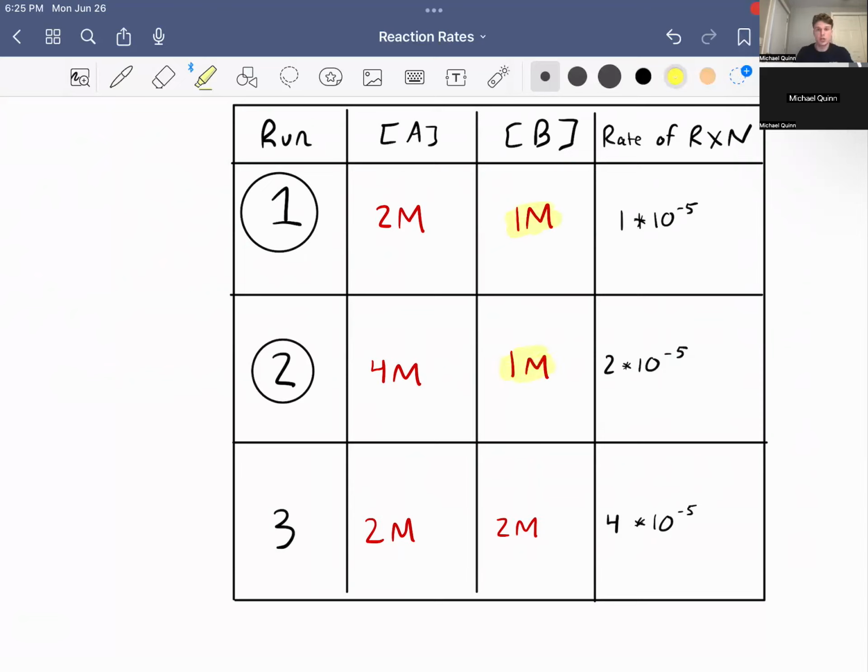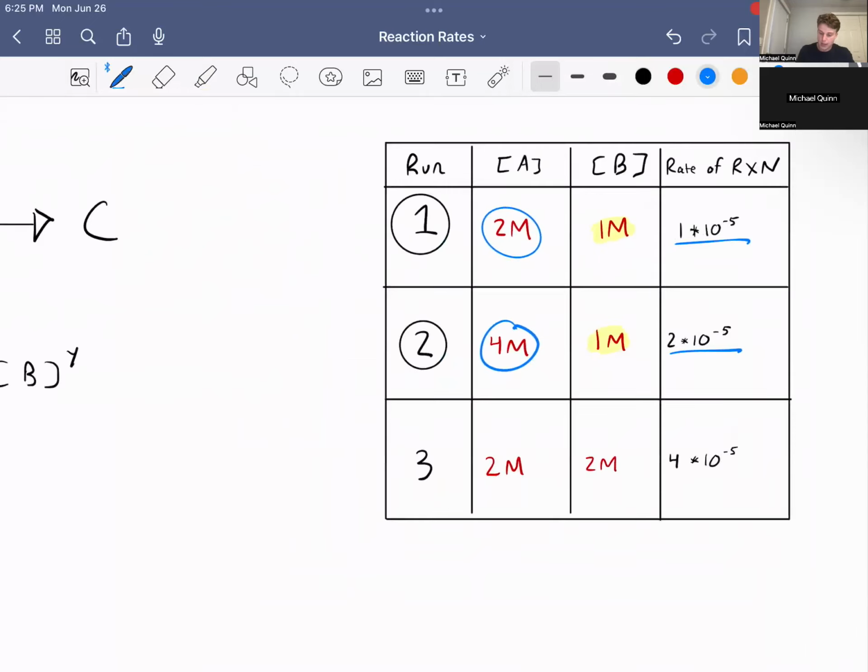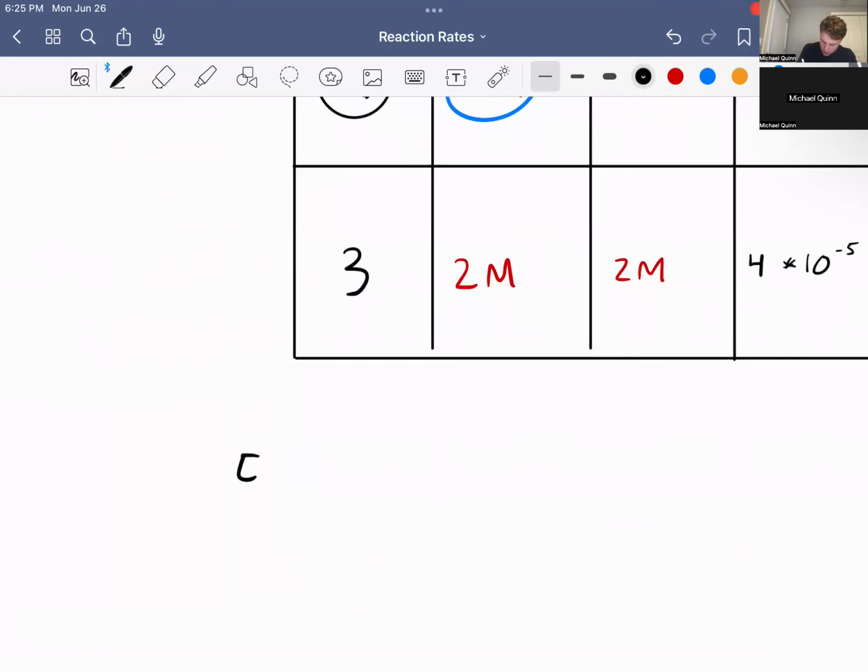So what we can do is pick runs 1 and 2 because we can see that B does not change. So we look at the concentration of A in runs 1 and 2, and we look how the rate changes. As we can see, doubling the concentration of A also doubled the rate of reaction. So the concentration of A went from 2 molar to 4 molar. This doubled.